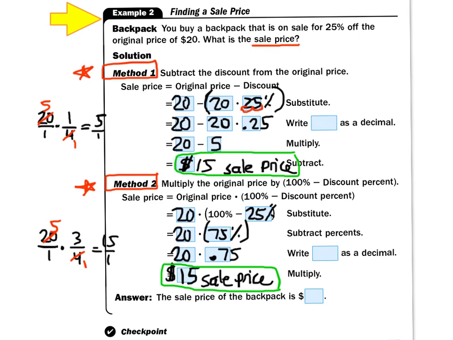Now another way to do it, method 2, is you could just multiply the original price by 100% minus the discount percent. So I'd take the $20 times 100% minus the 25%. So that's $20 times 75%, and that's $20 times 0.75, which is just a $15 sale price.